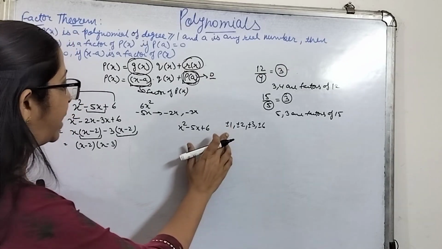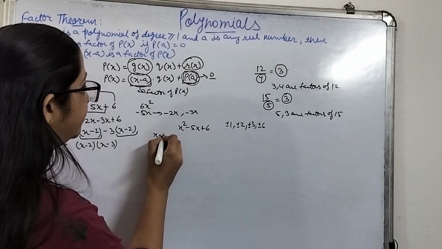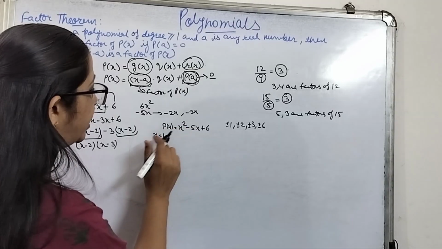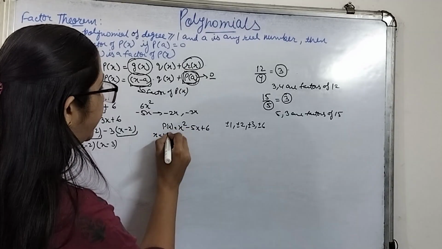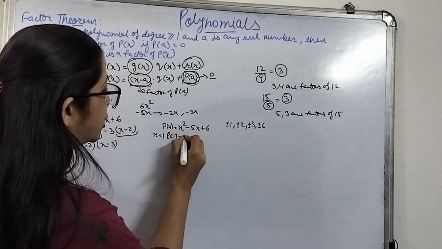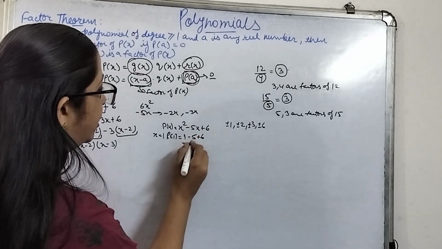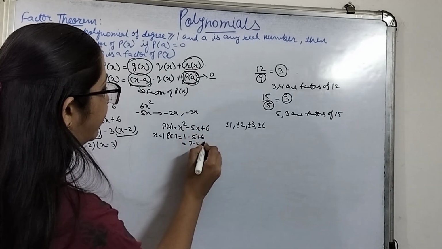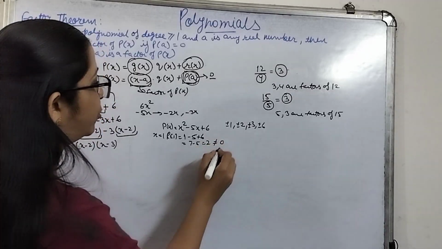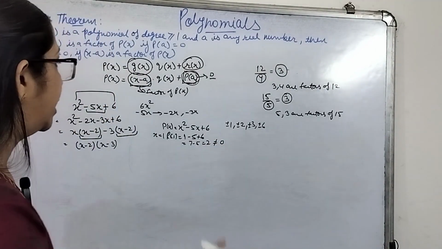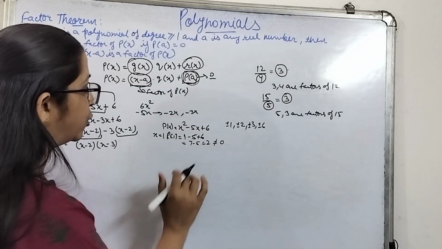Suppose this is your p(x). If I keep x equivalent to 1, it will be p(1). So 1 square will be 1, minus 5, plus 6. 1 plus 6 will be 7, minus 5, that is 2. It is not equivalent to 0. That means x equivalent to 1 is not a zero, basically.